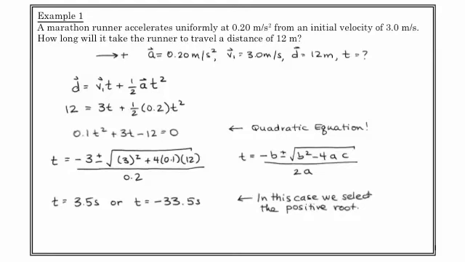Now we have to be very careful, because sometimes students can fall into the trap of only selecting the positive root, but that can be dangerous, especially when we're dealing with quadratics where time is not our variable. Perhaps velocity is our variable, or another term altogether. We have to be very careful. Don't fall into the trap of always selecting the positive root, because sometimes the negative root actually does have a physical interpretation and is important. But in this case, we can say that for this marathon runner under these circumstances, it'll take 3.5 seconds to run a distance of 12 meters.